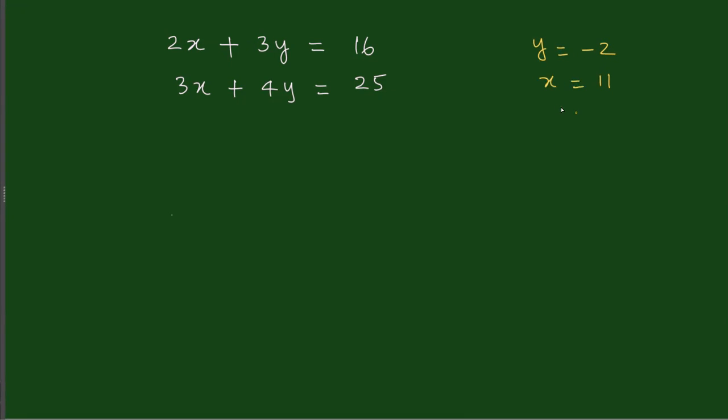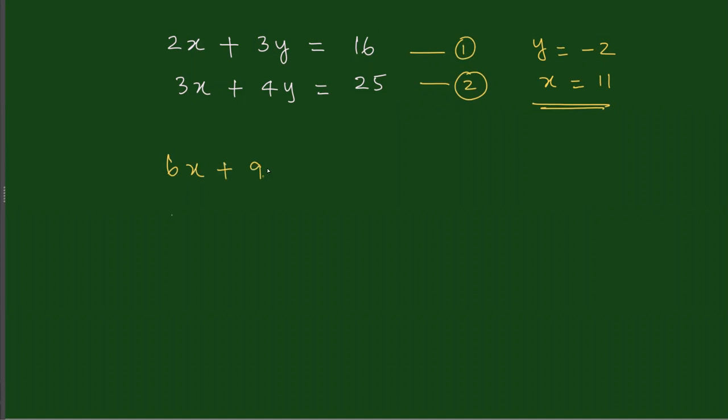Okay, so let's validate this. Sir, y is equal to minus 2 and x equals 11, I'm also getting. Okay, so let us see how did you proceed. We eliminated x. Okay, so let's see. You multiplied the first equation with 3 and the second equation with 2.